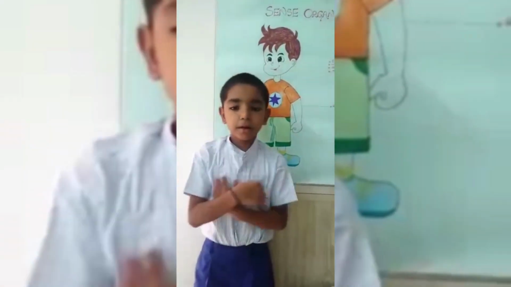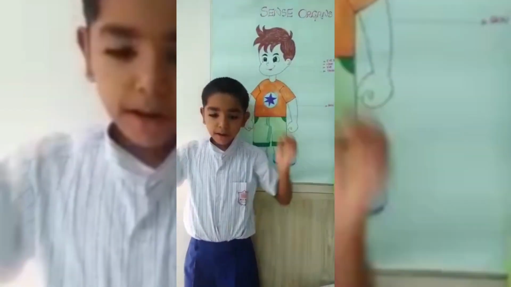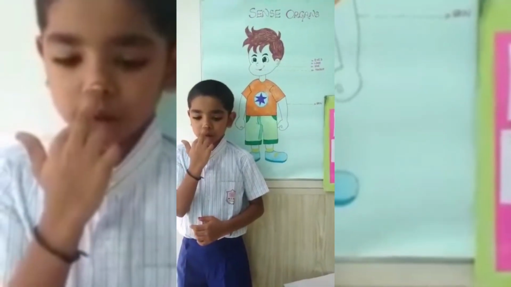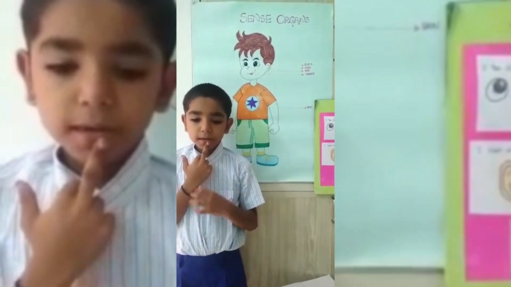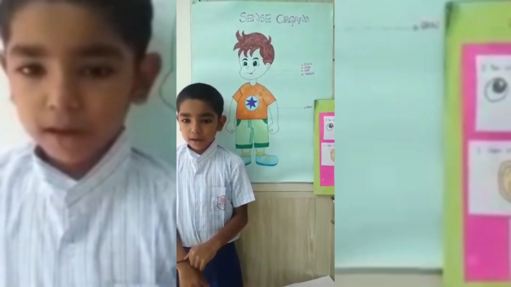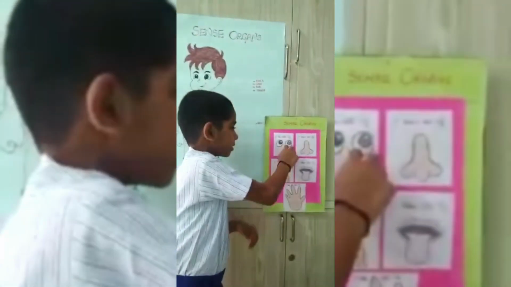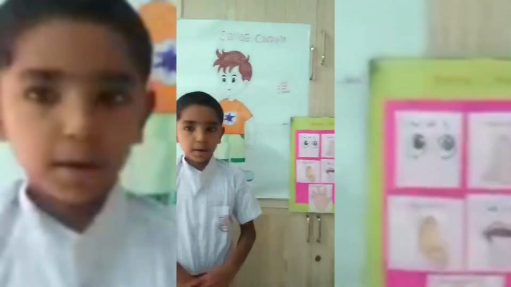Sense organs are the body organs which collect all the information and send it to the brain, by which humans are able to see, smell, hear, taste, and touch or feel. There are 5 sense organs. They are eyes, nose, ear, tongue, and skin.